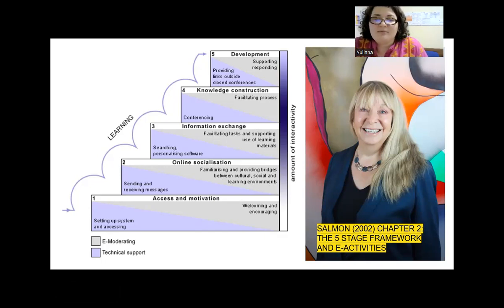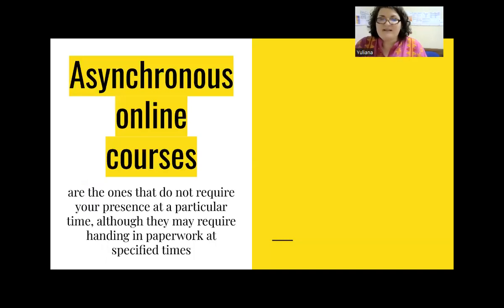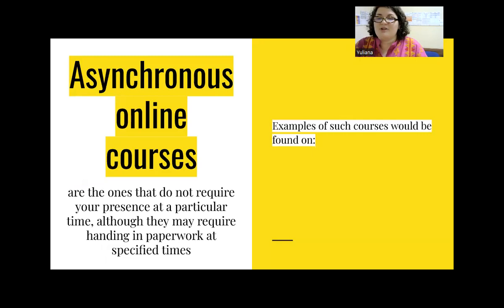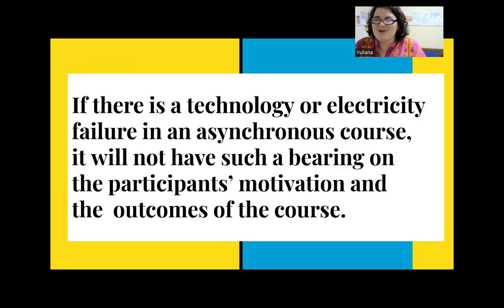So there are other online lessons: asynchronous online courses. They are the ones that do not require your presence at a particular time, like you and I are doing right now, although they may require handing in paperwork at specified times. Examples of such courses would be found on Moodle, Coursera, FutureLearn. And if there is a technology or electricity failure in an asynchronous course, it will not have such a bearing on the participants' motivation and the outcomes of the course, because they can decide to do this later.